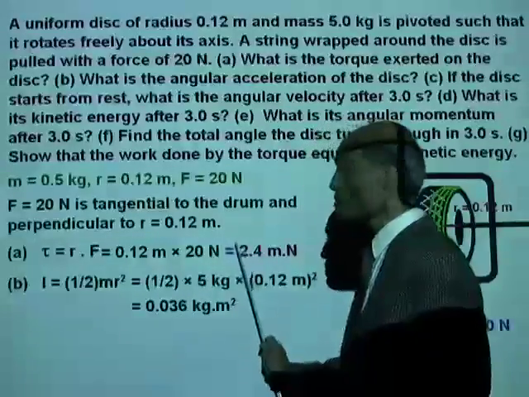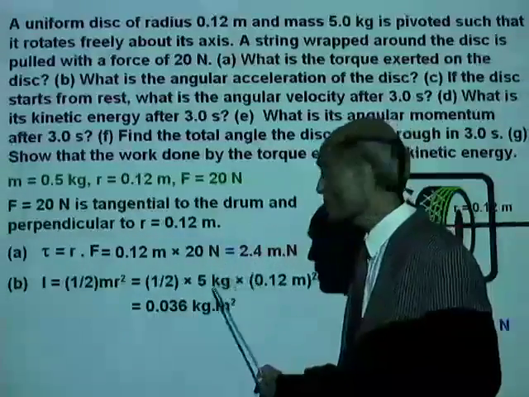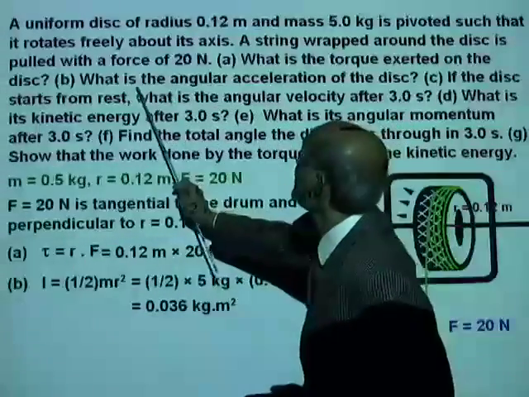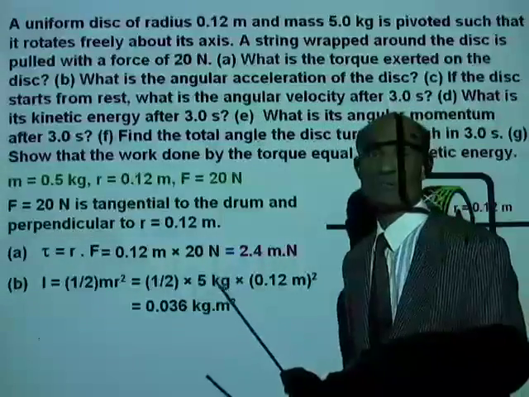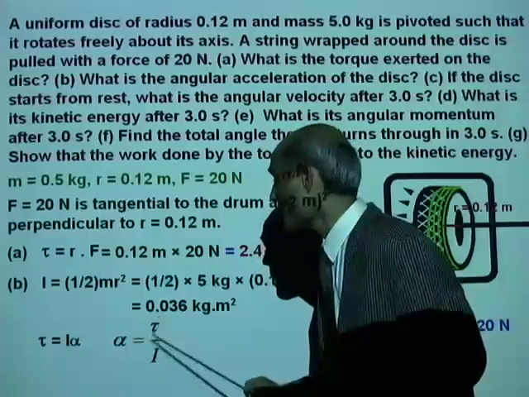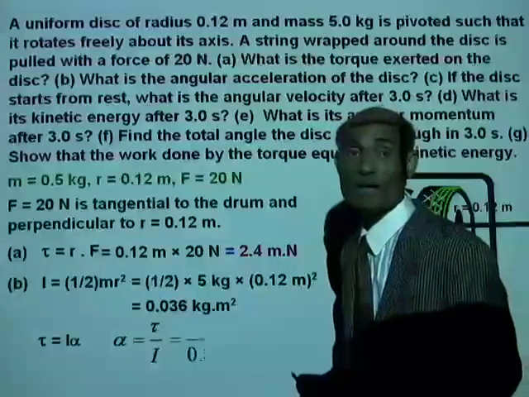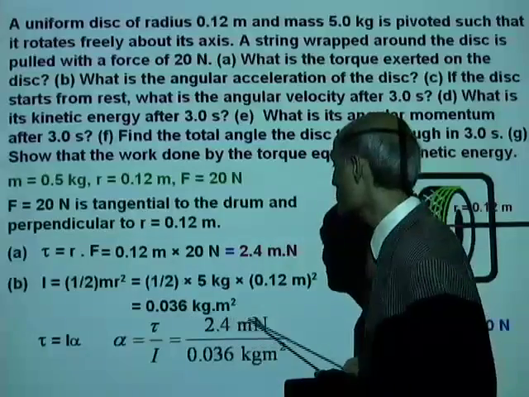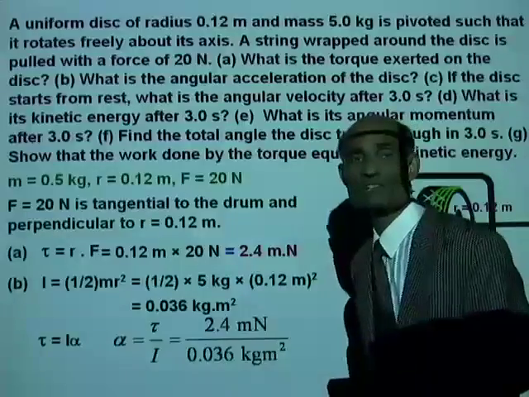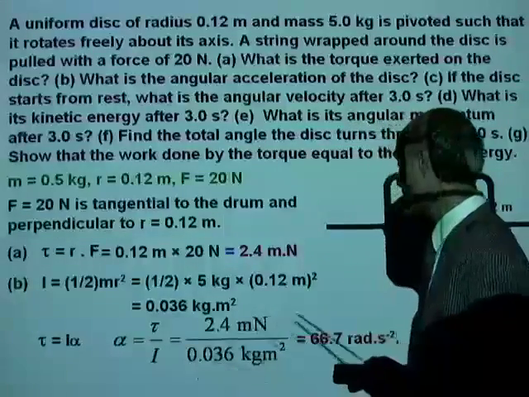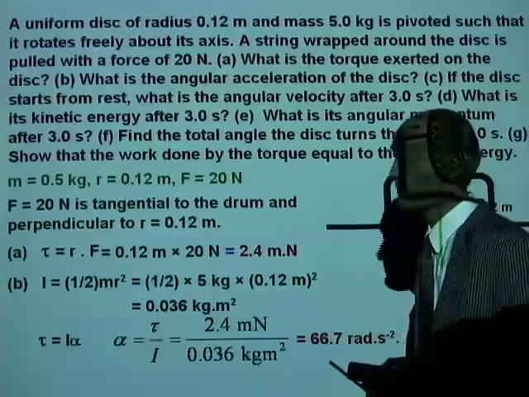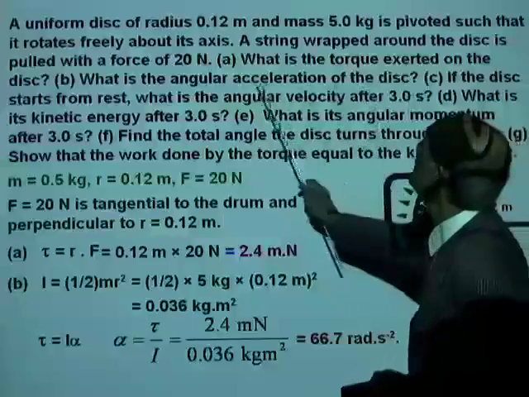So we now know the torque, 2.4 meter Newton. We know the moment of inertia. Therefore, we can find the angular acceleration of the disk. Tau equal to I alpha. Therefore, alpha equal to tau over I. That will be 2.4 meter Newton divided by 0.036 kilogram meter squared. That is 66.7 radian per second squared. Okay, so we have done part B.